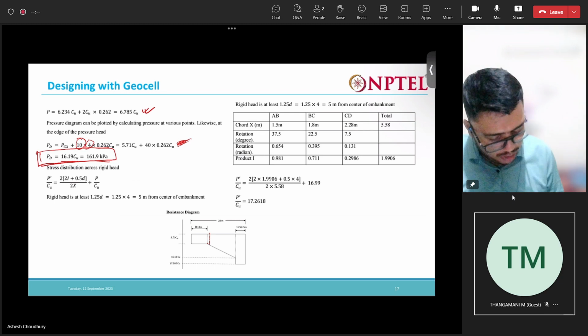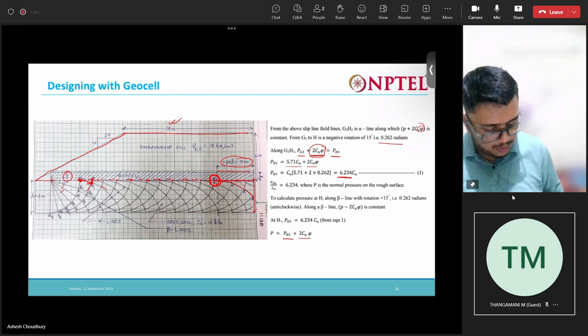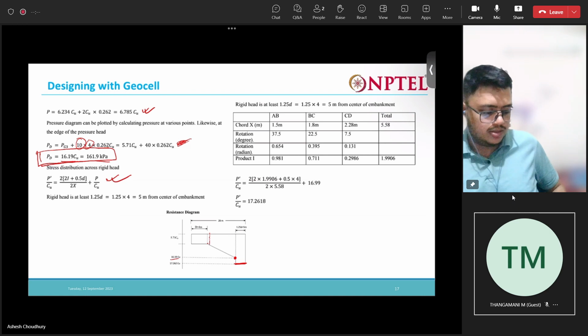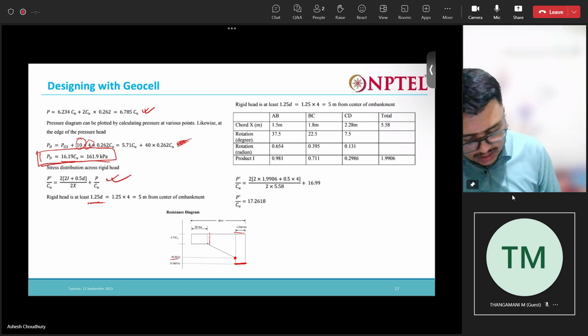Now at D point we got 16.19, and now we can get the average in this rigid portion, the rigid head. To get this average stress we have to use this expression given by Z. Now the rigid head is at least 1.25T. So this is the rigid head. Now they have used this expression, and this 16.19 they have added.